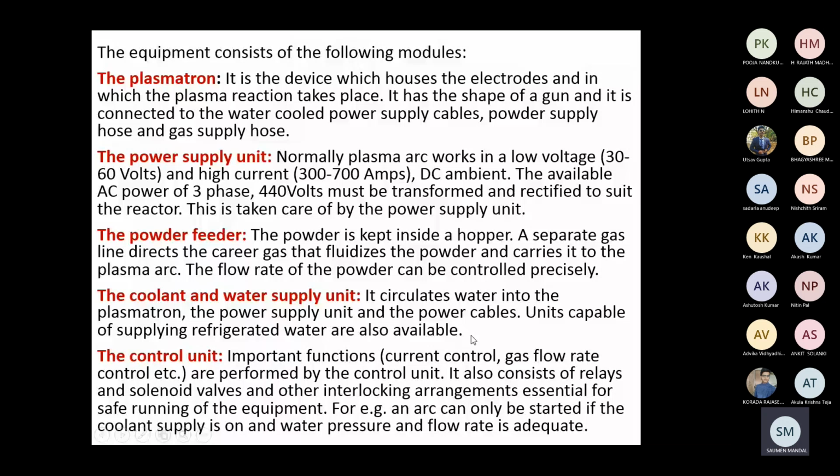And the control unit. Several parameters need to be controlled, like current control, which is very important because there is a particular limit to the current. Second is the gas flow rate, which is important for both plasma generation and purging the powder. These also need to be controlled, so a very strong control unit is required to get proper deposition.